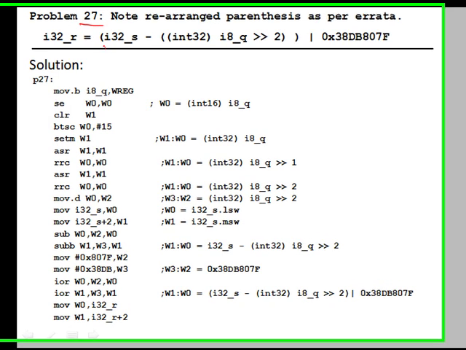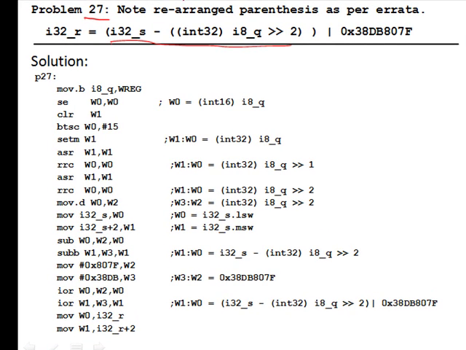Problem 27 has us writing PIC24 code for this computation, which involves signed variables. Here's a 32-bit signed variable S. Here's an 8-bit signed variable Q. Note that this shift operation here is done before the subtraction.